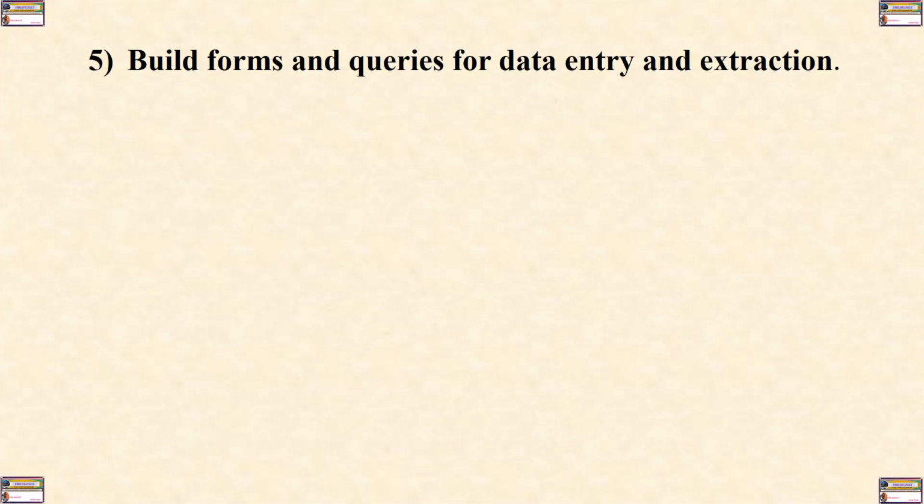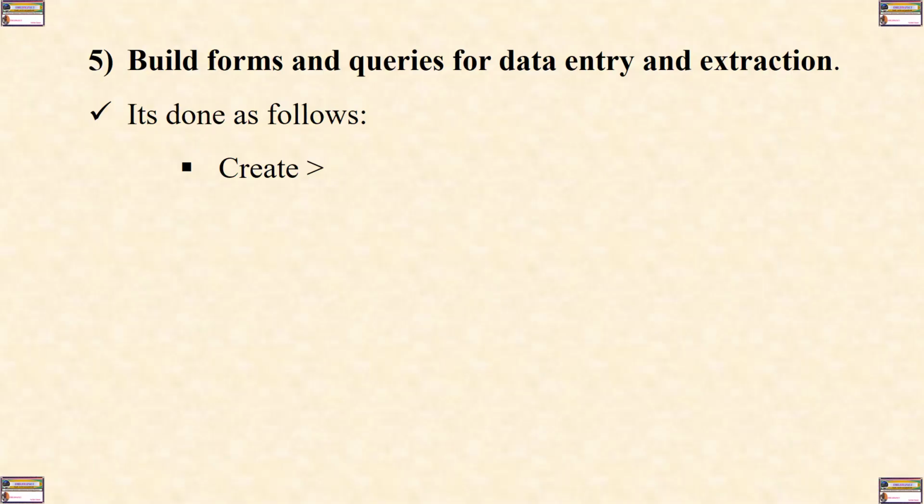Once you have done that, number five is you build the forms or you create the forms through which you can do the entry into. And you also generate queries for data entry and extraction. So you build the forms for data entry and you create the queries to extract data of your choice.